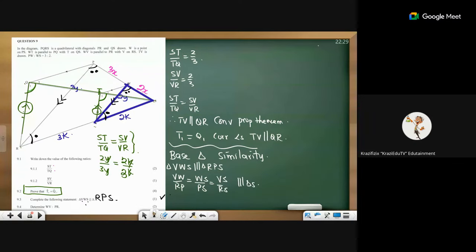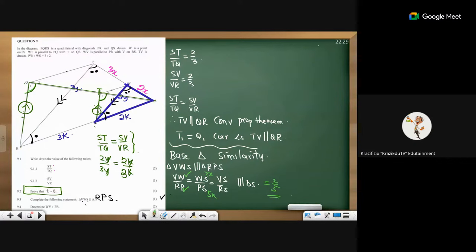What are we looking for? WV and PR. Oh, that's what we are looking for. Do we know WS? Yes, it's 2X. Do we know PS? 5X. So what's our answer? 2 over 5. We are done there. Question done.